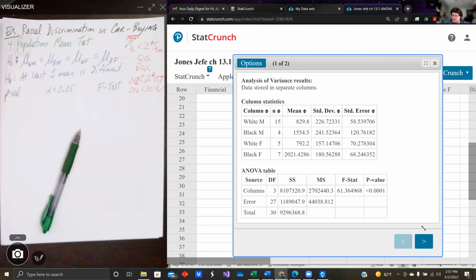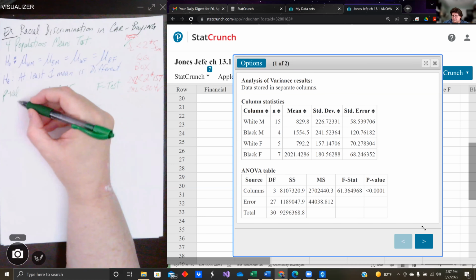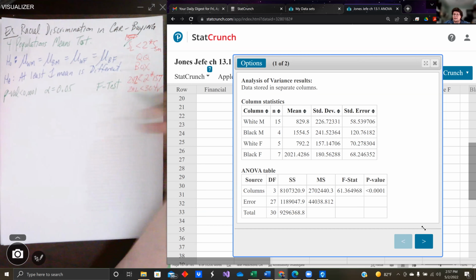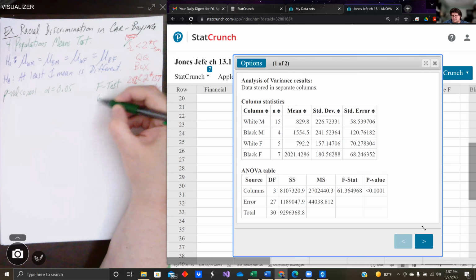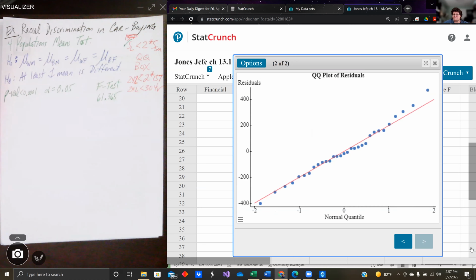First, I'm going to write down my findings. My p-value is less than 0.0001. My F-test is a whopping 61.365. Well, that's kind of neat. It does all of them all at once. I like that.